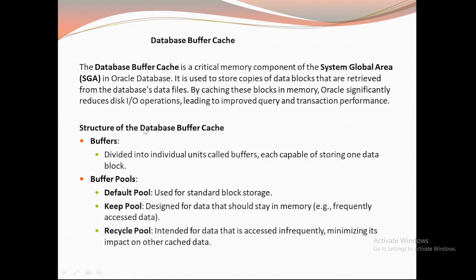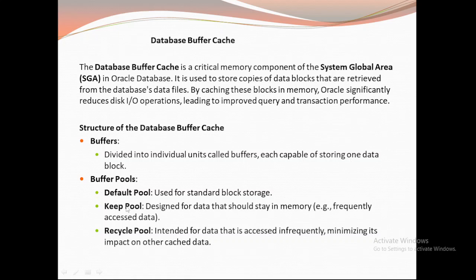What is the structure of the buffer cache? There are majorly two things: buffers and buffer pools. The cache is divided into individual units called buffers, each capable of storing one data block. So one data block is stored in one buffer, another in another buffer. A lot of buffers combine to create the database buffer cache, each storing one data block.